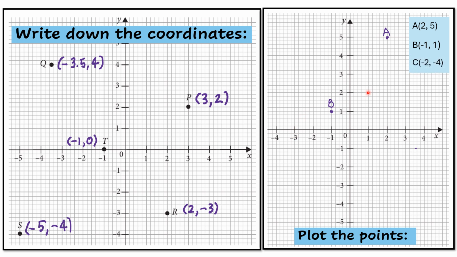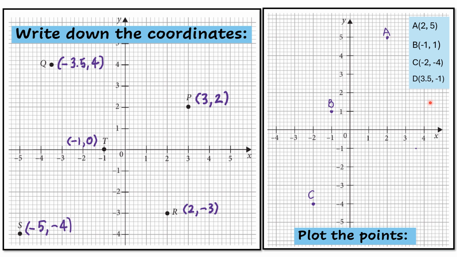Now I move on to point C. Now point C is -2 and -4. So again, we follow the x value as -2. So I have -2 here, and then the y value is -4. So I move it down vertically until I hit -4. So therefore, all right, my point C will be here. So I label this. Okay, let's move on to the next one.